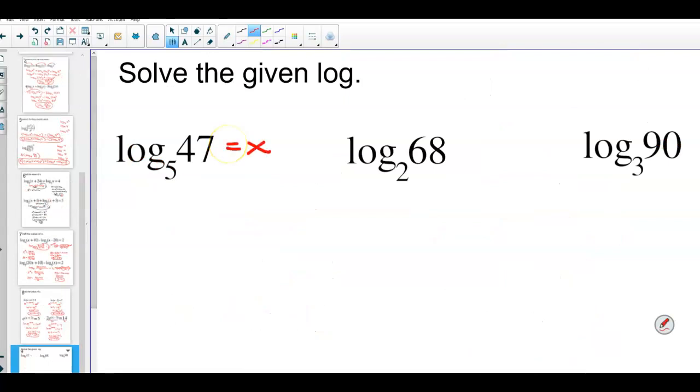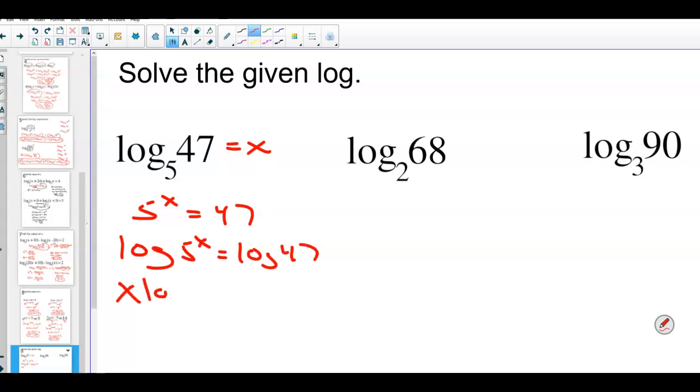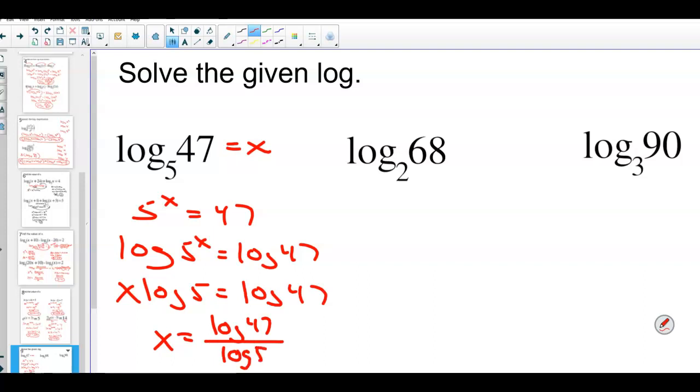Okay, you can set that to an x, and we can do 5 to the x equals 47. So when I do log of 5 to the x equals log of 47, I throw the x to the front. And to get that x, what that log would equal, your x would equal log of 47 over log of 5. Notice what I did, though, is I just literally took the log of 47 over the log of 5. You can go straight to that.